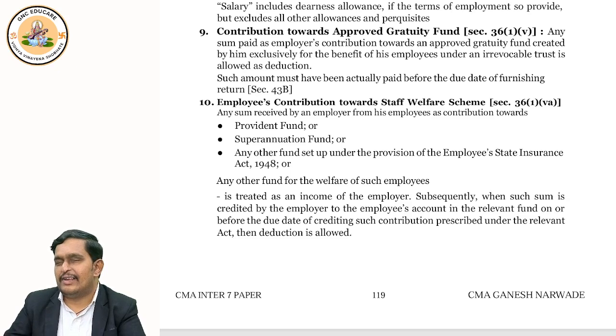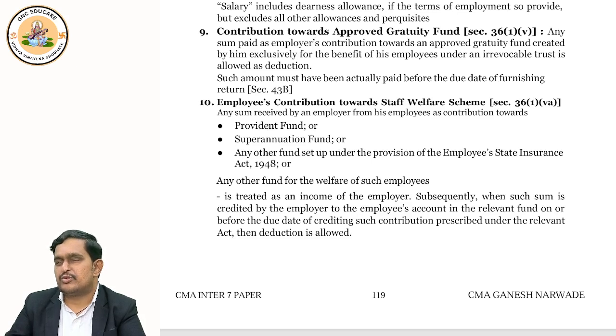The answer is very simple. It is actually the 15th of the next month. So every month salary is paid, right? That next month's 15th, the employer should contribute. If the employer does not contribute within the due date, then he will not be able to claim deduction. So that's why the employer should contribute to recognized provident fund on time.